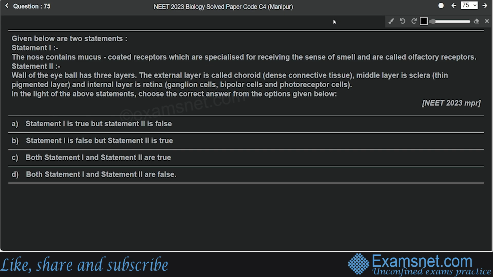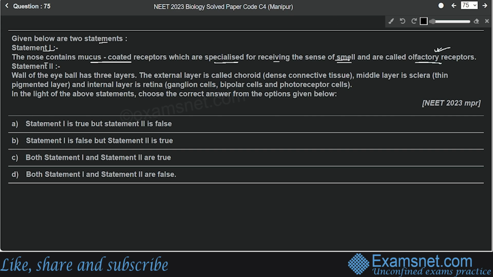Question number 75 is from the chapter Neural Control and Coordination. Here two statements are given. The first statement says the nose contains mucus coated receptors which are specialized for receiving sense of smell and are called olfactory receptors. So this is a correct statement.